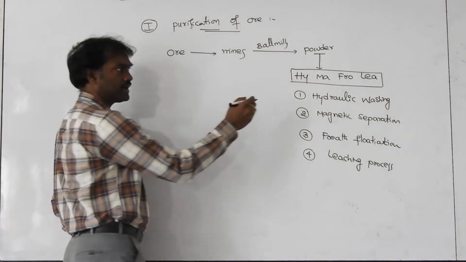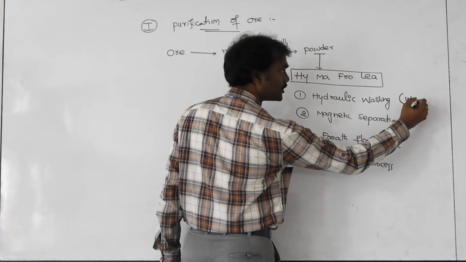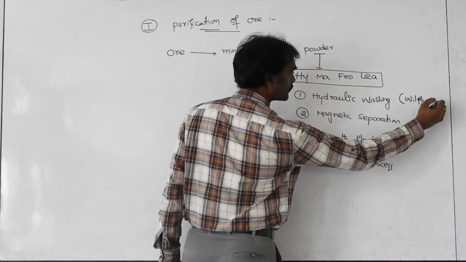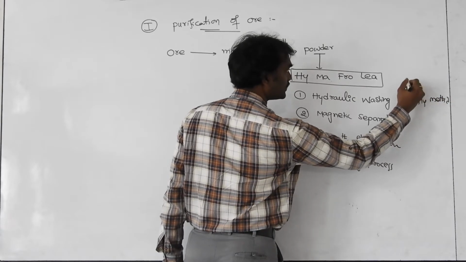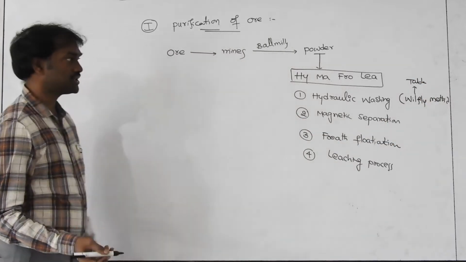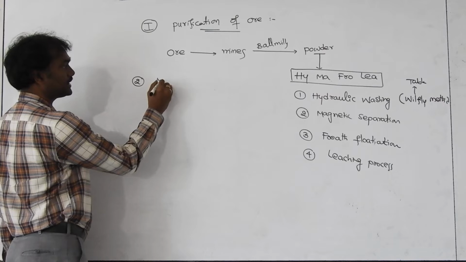In hydraulic washing, there are also some methods, like the tables method. Some useful tables methods are there, and hydraulic washing is more effective. The second one is magnetic separation.